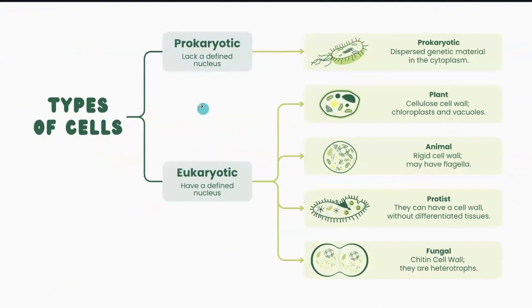And the second kind is eukaryotic, which do have a nucleus, and that's what just defines the two of them. I have some examples here, but you guys don't really have to know this part yet. Just keep in mind the difference between the two.